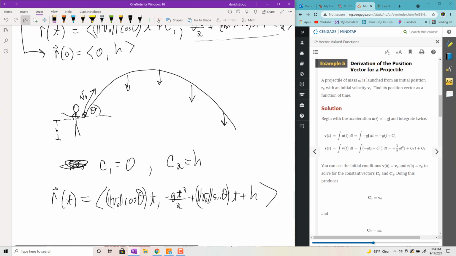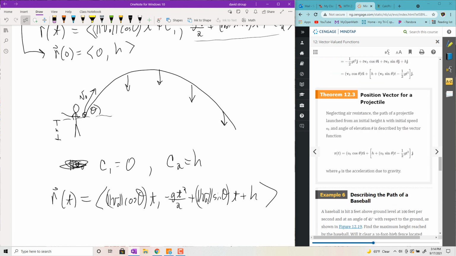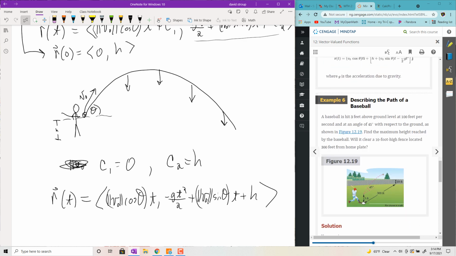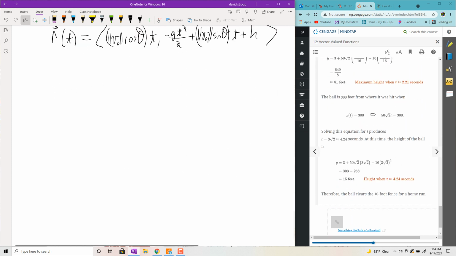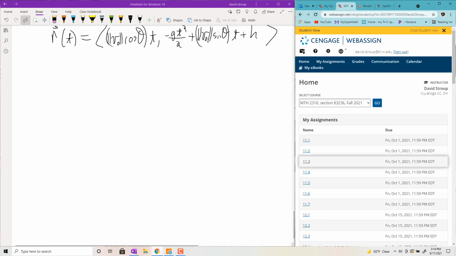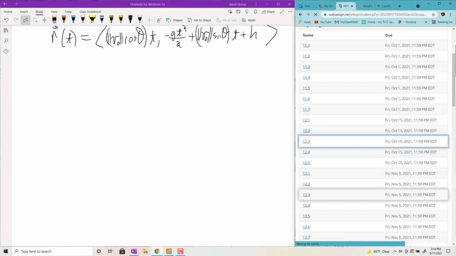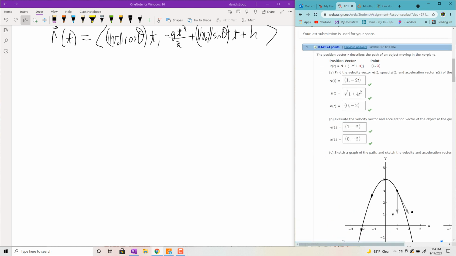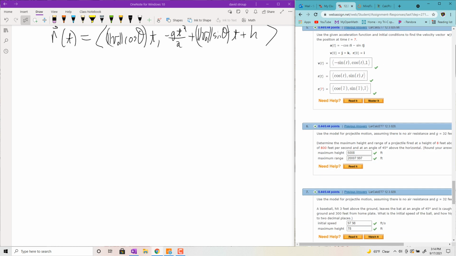Okay, so in example 5, they just did what I just did. Example 6 is an application. I say let's just go to the homework and start doing some of those. So this is 12.3-ish, and let's take a look at some of these. Computationally, they're kind of annoying, to say the least.